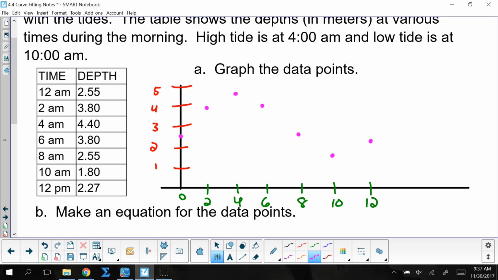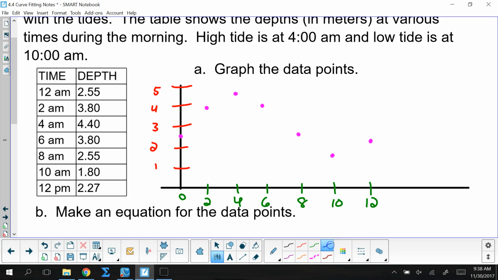Upon first glance, if we're looking ahead to part B, write an equation to model the data, what kind of equation would we write? Sine, right? It looks like a sine curve. Okay? Right?